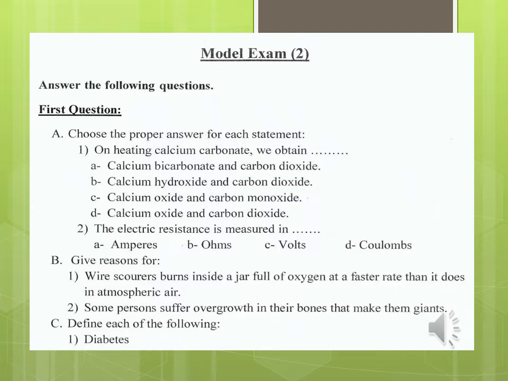Define each of the following. Diabetes. Diabetes is a disease caused when the cells are unable to use glucose due to the decrease in secretion of insulin hormone.